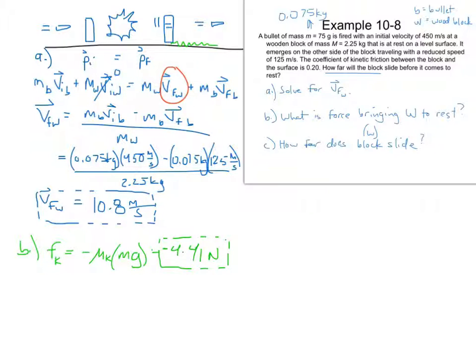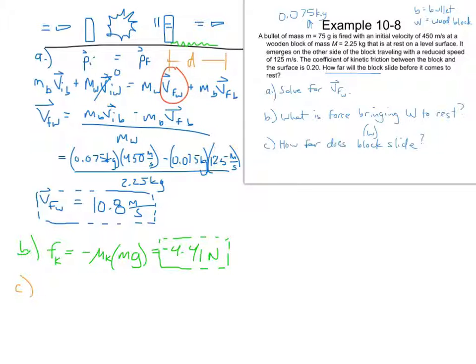All right, lastly, I will say orange, okay? Part C is really asking us, how far does the block slide? Or what is that distance that the block slides right there before it comes to rest? Now this isn't a momentum issue anymore. This is a what kind of issue? This is an energy issue, right?